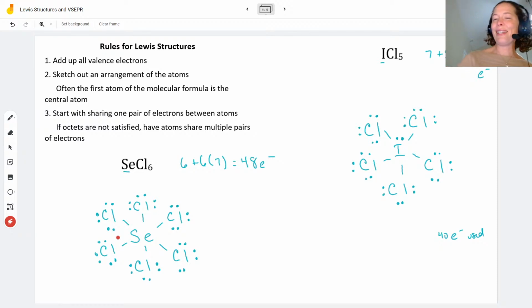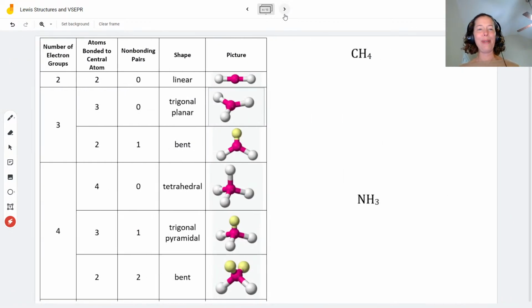Okay, let's go on to VSEPR. And yes, you might hear our cat in the background again. Yes, I do have the door closed behind me, but she also likes to, of course, jump up in my lap and interrupt me when I'm doing things like this.